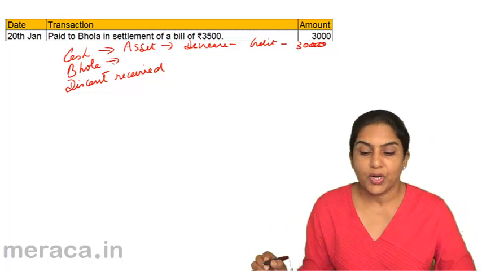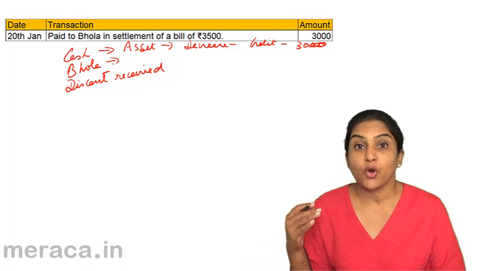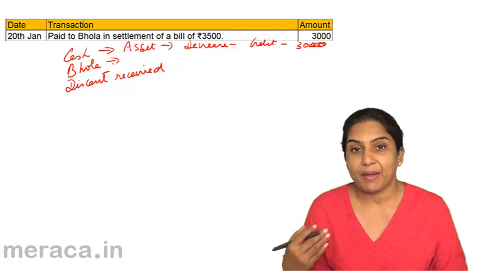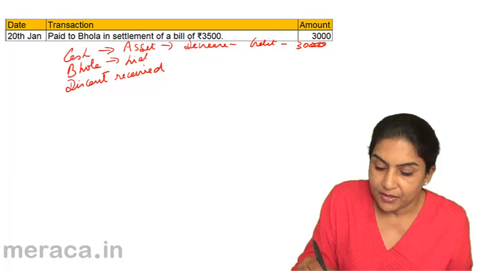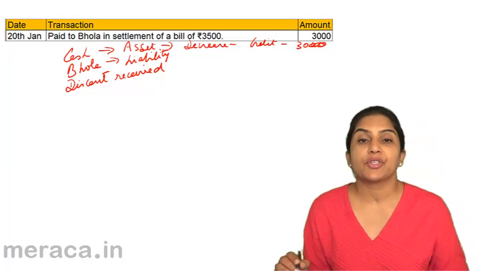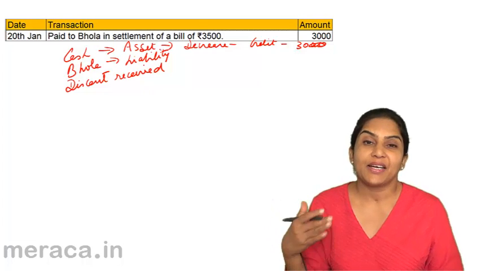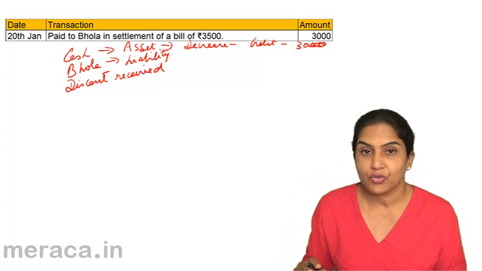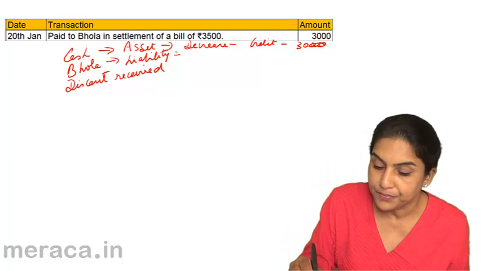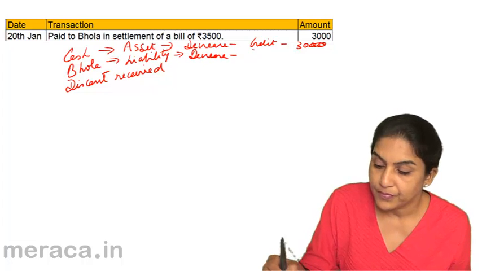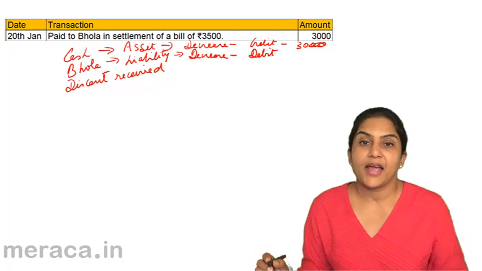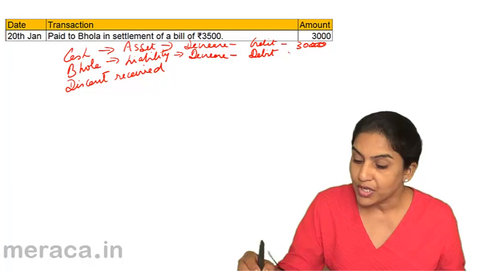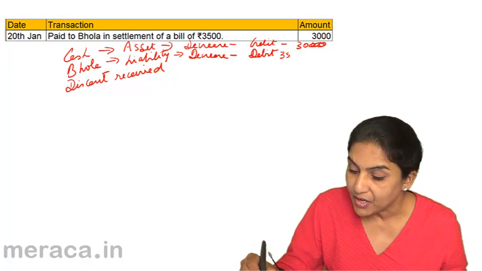Next, Bhola. Who is Bhola? We owed money to Bhola. Business had a liability to pay Bhola. So it was a liability account. What has happened to this liability account? Now the liability has come down because we are paying the money. When liability is coming down, we debit. Asset comes down, we credit. Liability comes down, we debit. Bhola's account is going to be debited by 3,500.